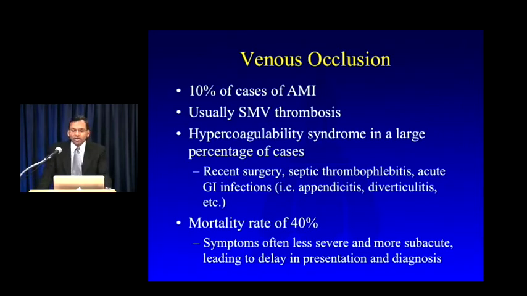Now, unlike arterial occlusion-related mesenteric ischemia that has a fulminant presentation, these patients often will have a much more indolent and less severe presentation, often subacute, and so even though their presentation may not be as bad, unfortunately, they tend to not come to clinical attention as soon as you'd like, and so the mortality rate is actually quite significant, oftentimes in the order of about 40%.